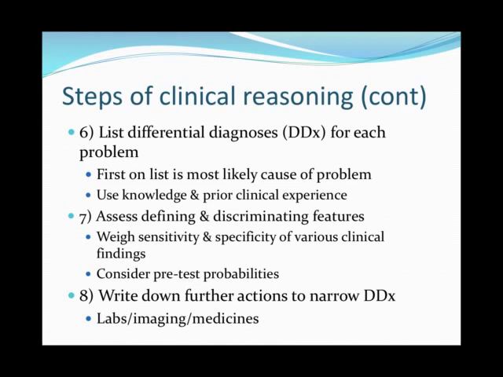Assess the defining and discriminating features. So we're going to weigh the sensitivity and specificity of the different findings, and we're going to consider all the different probabilities. And so if it's a male patient, we're going to say this is probably less likely that he would have breast cancer. We're not going to rule it out completely because we don't want to have a gender bias, but we're going to say it's probably less likely to be a problem than if it was in a woman.